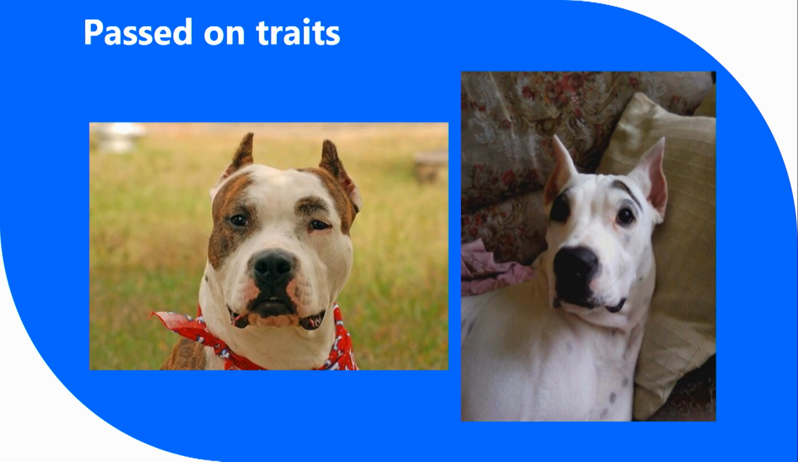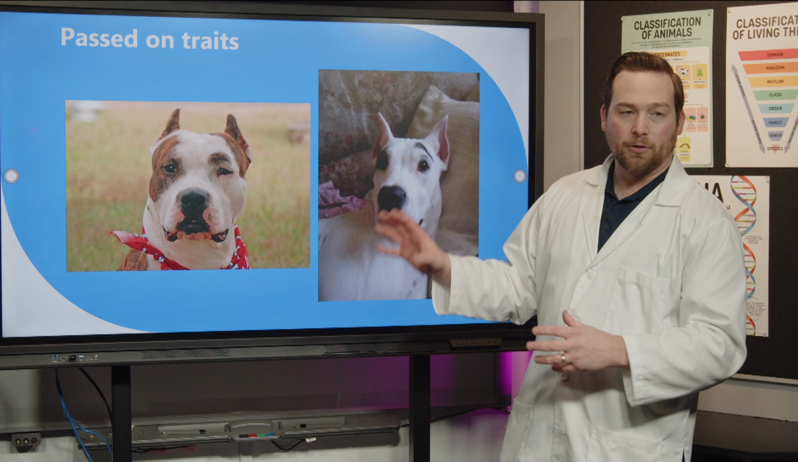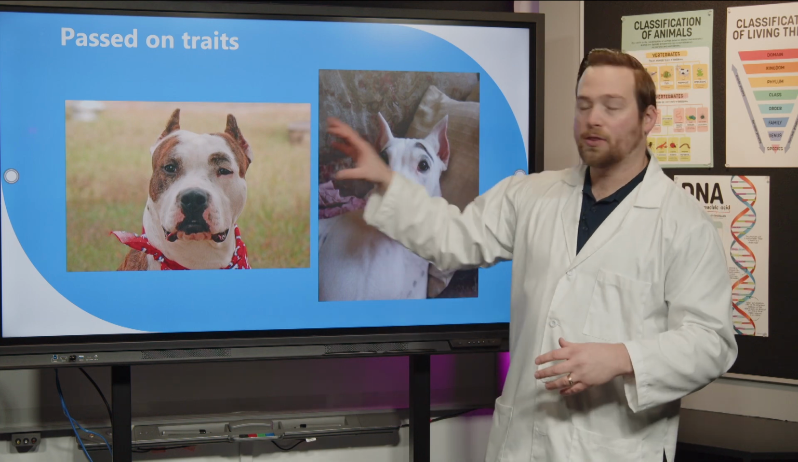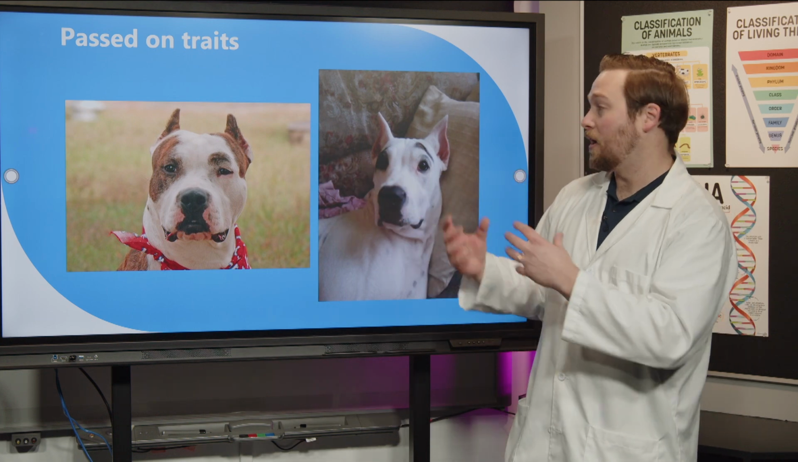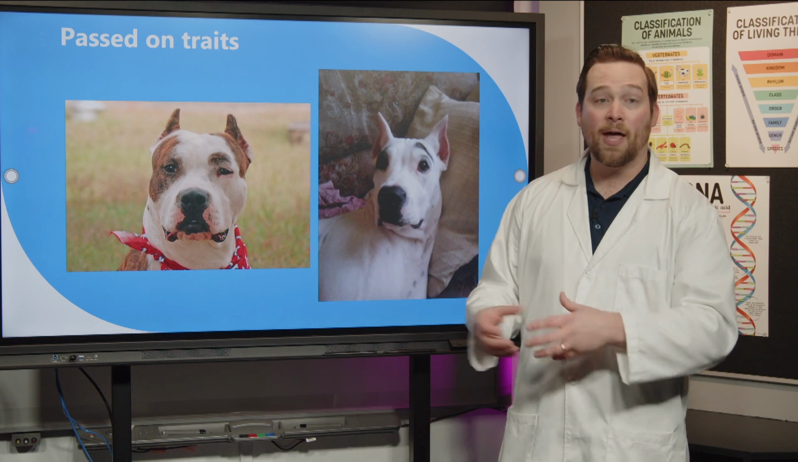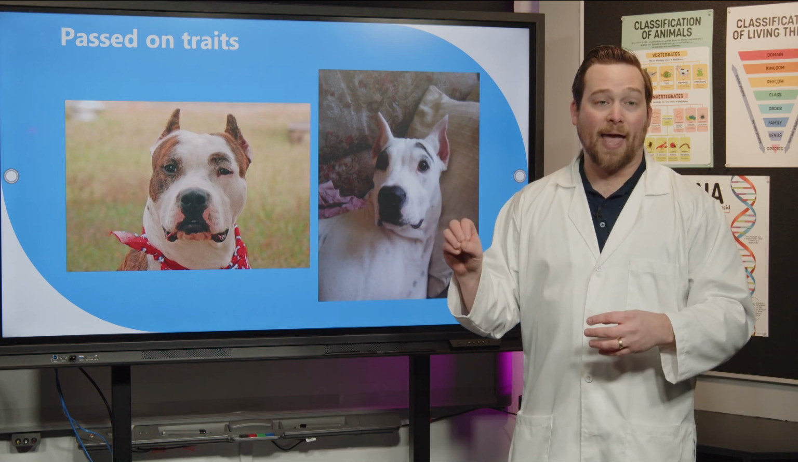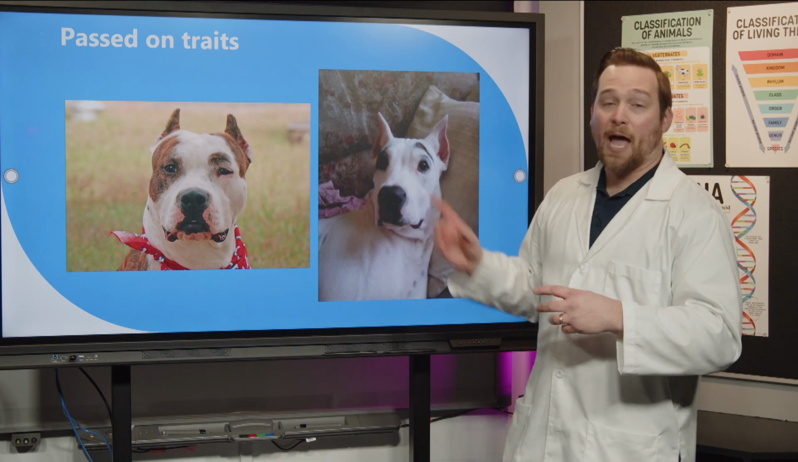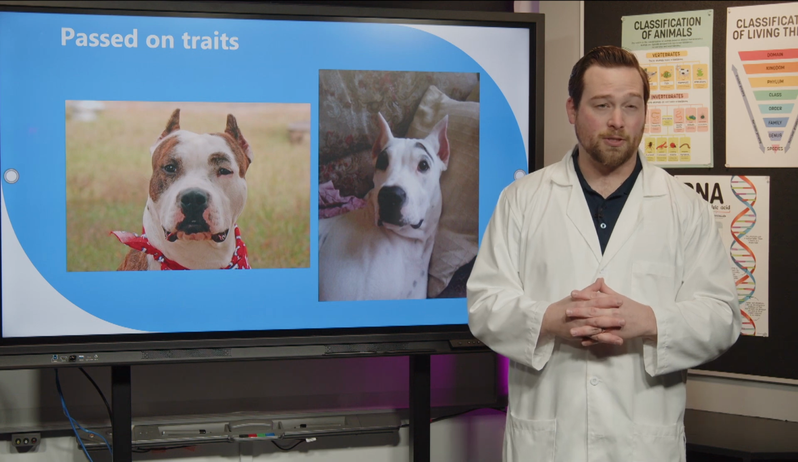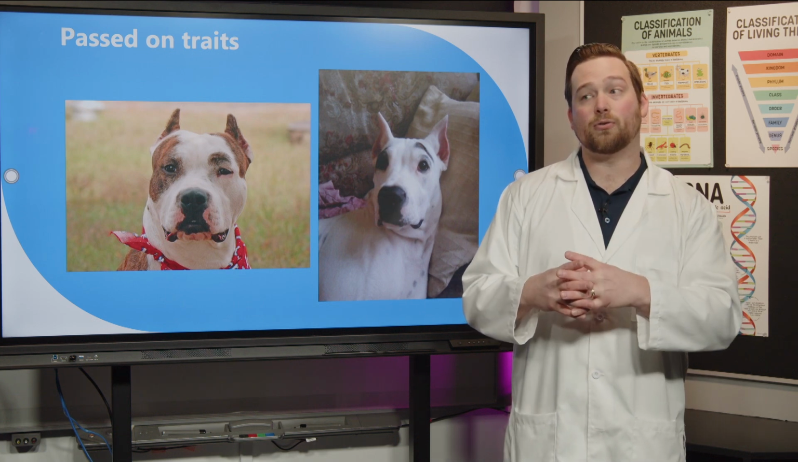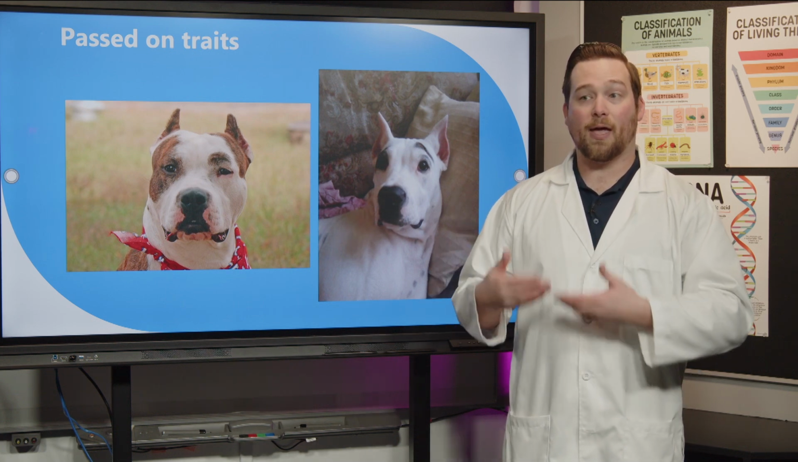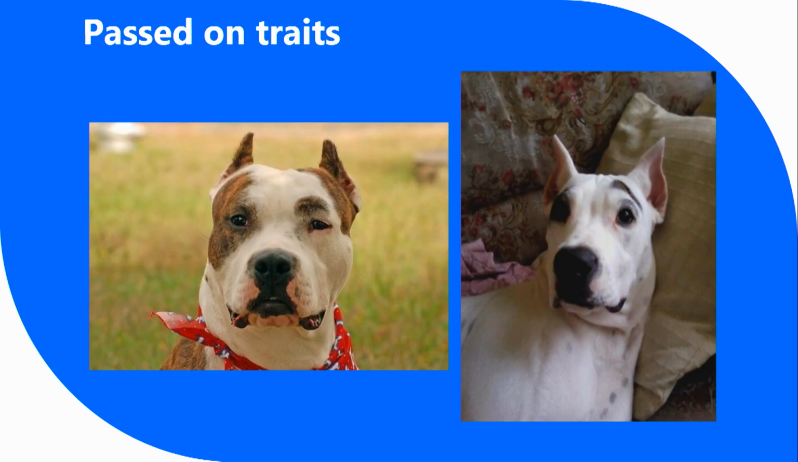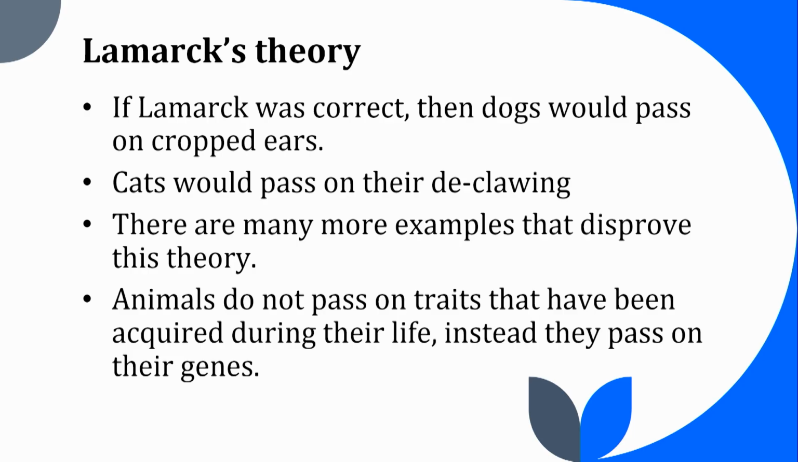There's a couple reasons why people do that. One, they just like the look, but also it can keep the ears safe. If the dog is a herding animal, they don't want other animals biting at their loose ears, so you get them pinched back and they might be a little bit more safe like that. Well, according to Lamarck's theory of inheritance of acquired traits, if these two individuals had their ears cropped, then when they had offspring, if Lamarck was correct, dogs would pass on cropped ears.